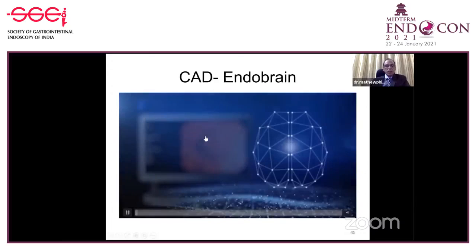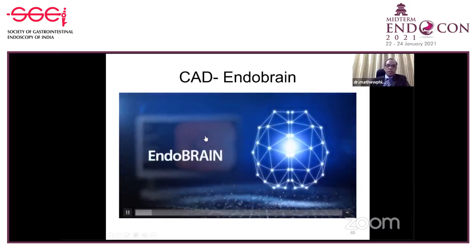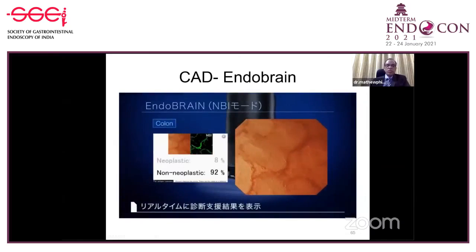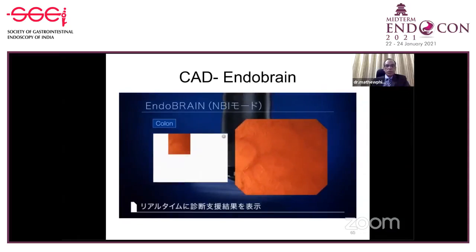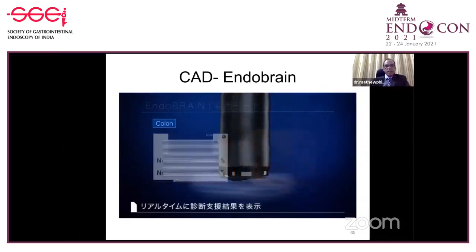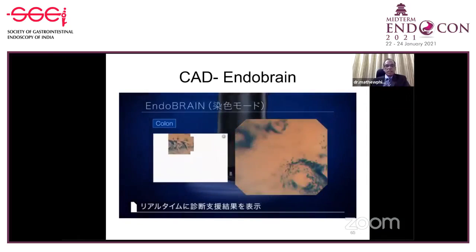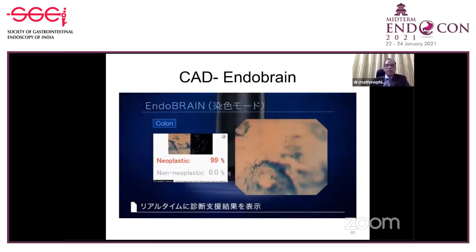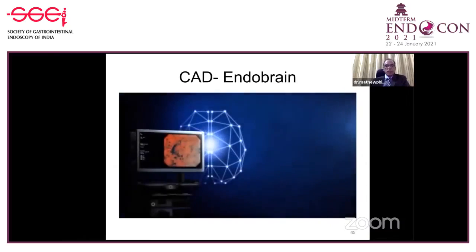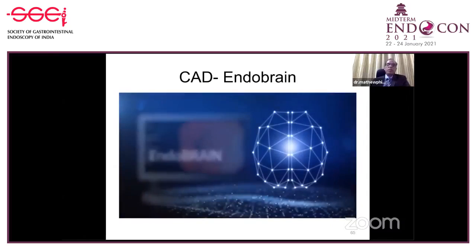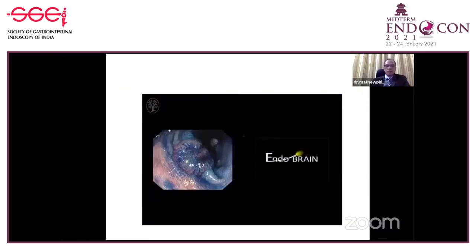This is actually the EndoBRAIN of Olympus. That is actually the computer-aided diagnosis. What you see is you can actually see an area there, and it is showing non-neoplastic because there is no evidence of neoplasm. Another area, again non-neoplastic, but here it shows that it is neoplastic, because the accuracy is reasonably good. Next, so you have got an endocyto with EndoBRAIN to give a computer-aided diagnosis.